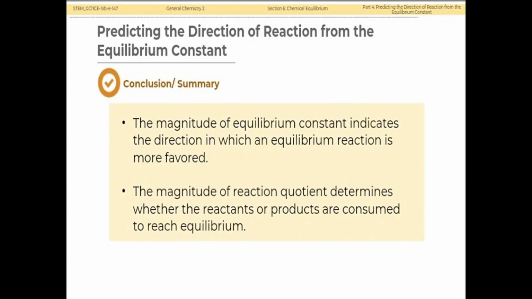So to summarize, the magnitude of equilibrium constant indicates the direction in which an equilibrium reaction is more favored, and the magnitude of reaction quotient determines whether the reactants or products are consumed to reach equilibrium.